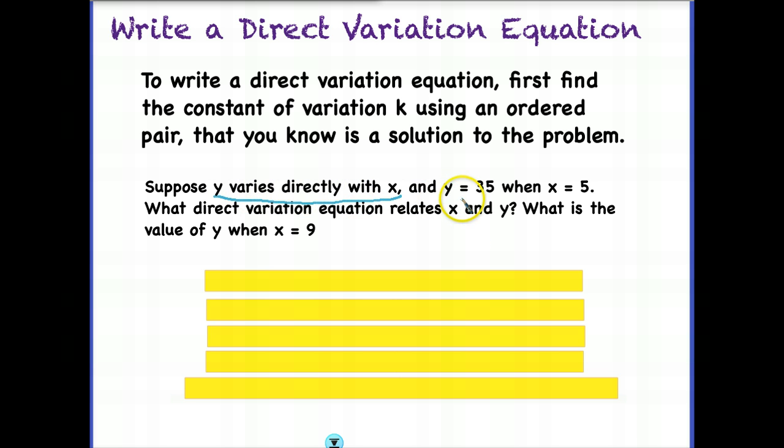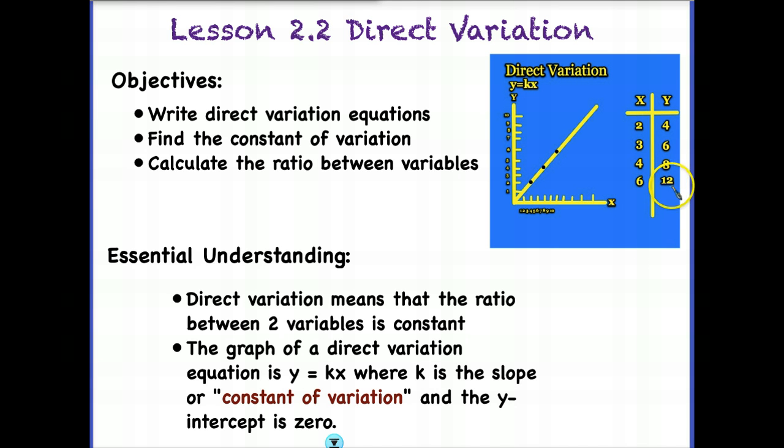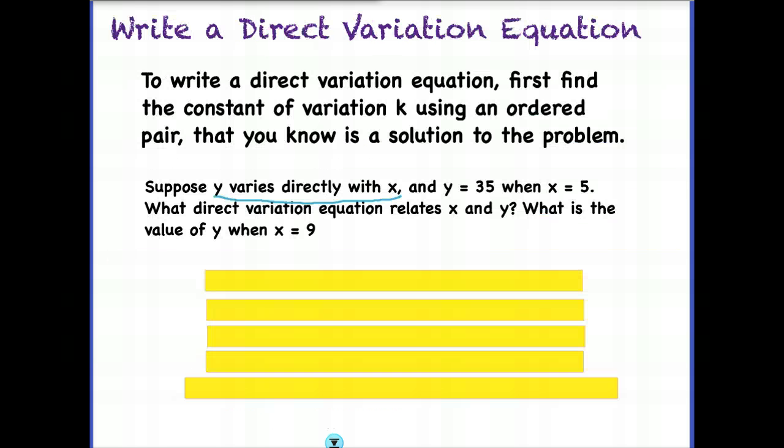And then it tells us that y equals 35 when x equals 5. Essentially what they're telling you is they're giving you a point, and y equals 12 here when x equals 6, and y equals 8 here when x equals 4. So all they're really doing here is giving us a set of points. Then it says what direct variation equation relates x and y, meaning we need to write a direct variation equation given these points. Actually, this is 1 point, right? What is the value of y when x equals 9? So that's a second thing that we will do after we have found the direct variation equation.